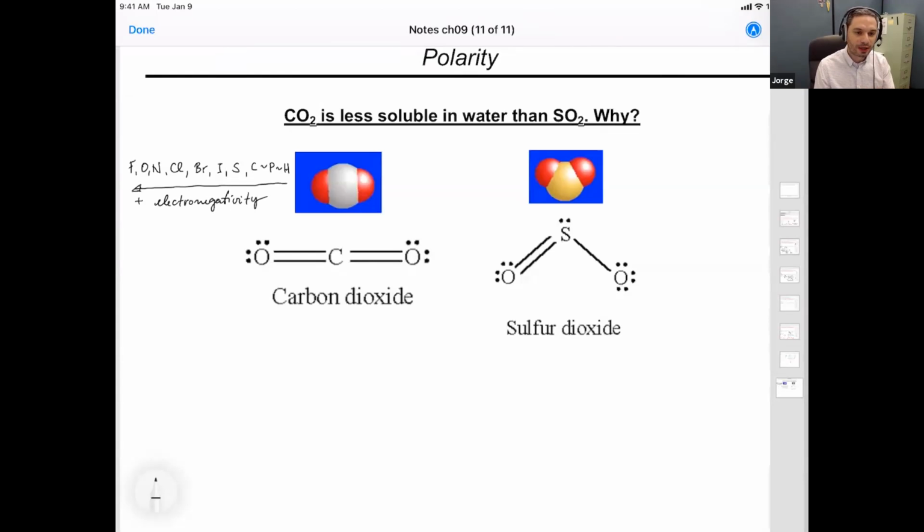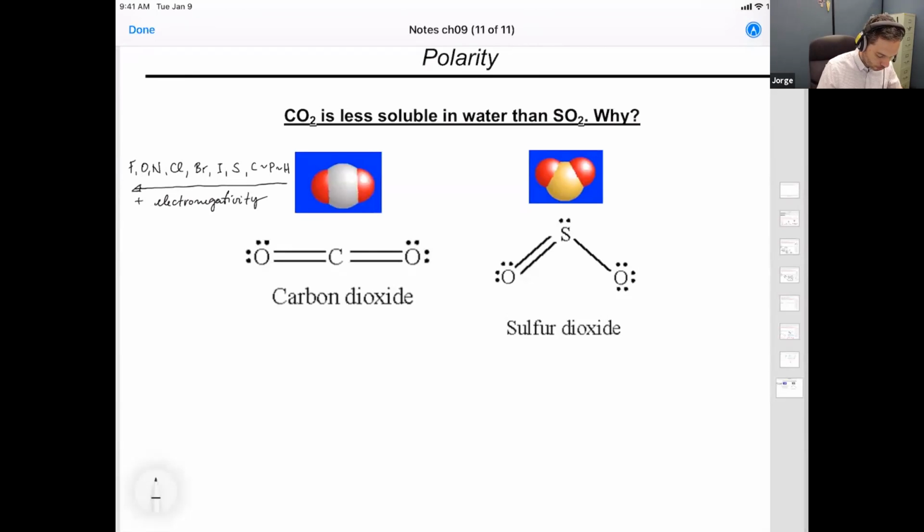Remember that electronegativity is the ability to pull electrons from a chemical bond closer to the atom. So therefore, fluorine will always win the battle. Carbon, phosphorus, and hydrogen, they will always lose the battle. And we are going to consider that the three last elements have the same electronegativity. So determining the polarity of the molecule is extremely sensitive to the molecular geometry of the molecule.